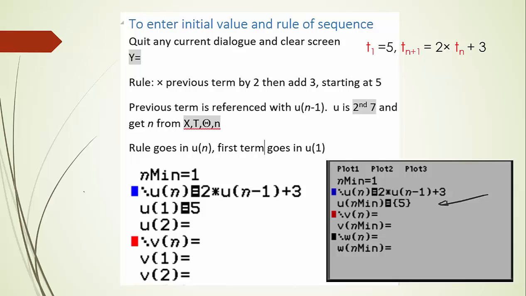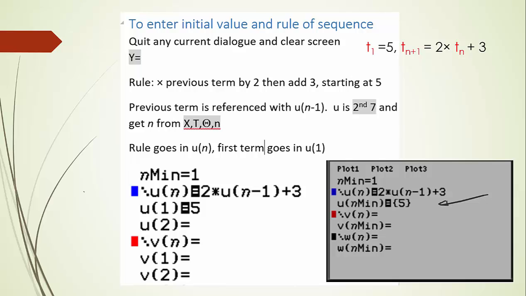Instead of having tn plus 1 is 2 times tn plus 3, what they do is they say tn equals 2 times tn minus 1 plus 3. So instead of having a recurrence relation written out as saying what the next term is, it says what the current term will be, which depends on the previous one to that. So on the calculator, they call it u, and then brackets n minus 1. That means the n minus 1th term as far as graphics calculators are concerned.